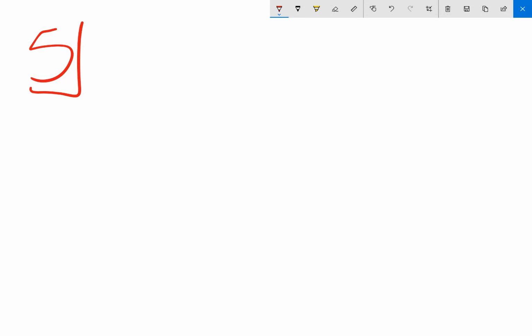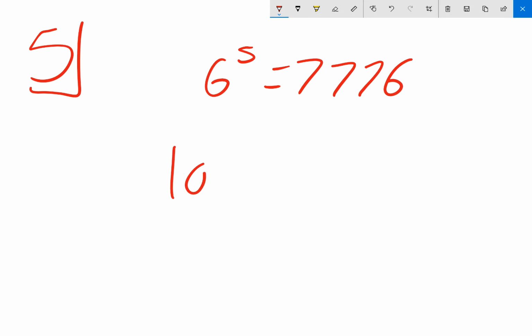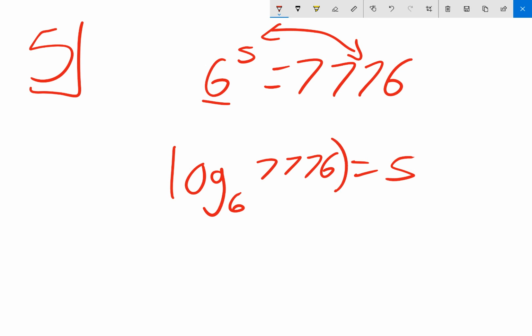Number 5, just to do these quickly, we have 6 to the 5th power equals 7,776. So for the log version of this, the first thing I see is 6. That's going to be the base. It's also going to be the first thing here. We're going to switch these spots. So that means the next thing I'm going to write is 7,776 equal to 5. There we go. I'm going to put parentheses on that just because it was kind of big.